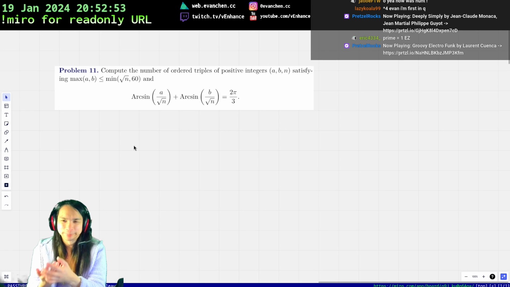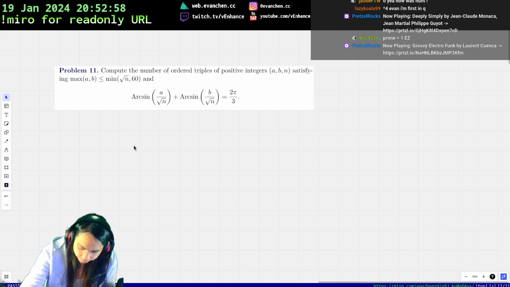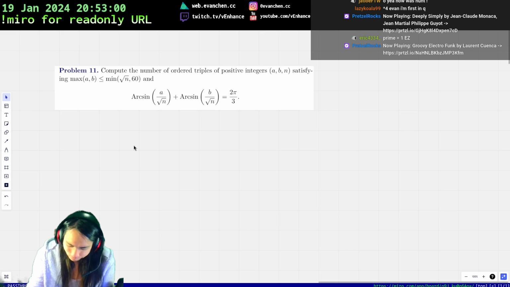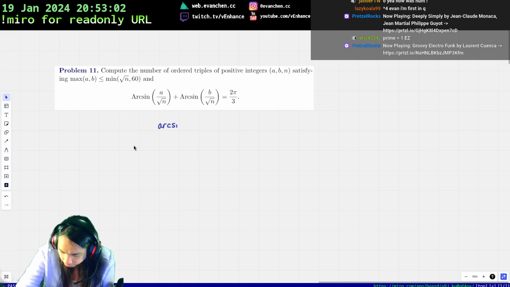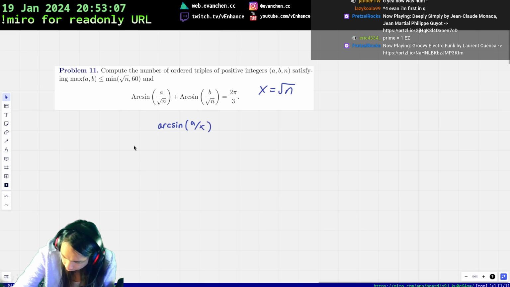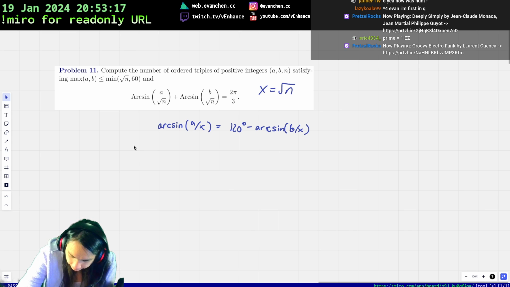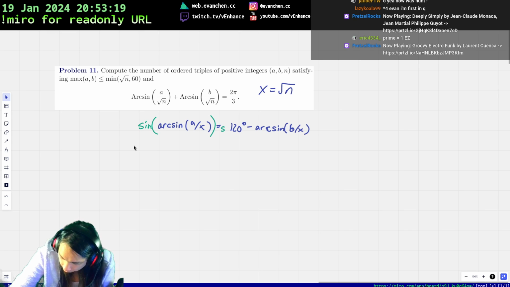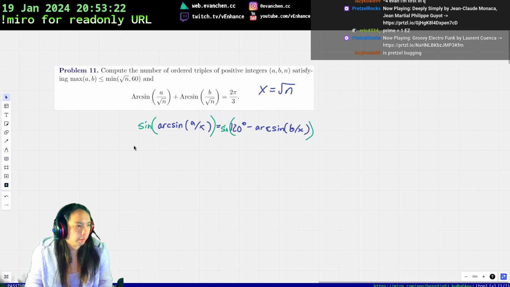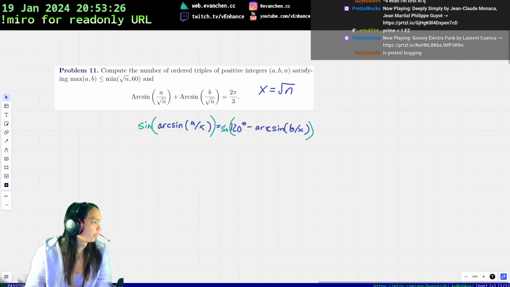Because I think the thing about this is, if you want to brute force the problem, what most people did when they saw this problem is, okay, arcsine, let me just let x equal root n, equals 120 degrees minus arcsine b over x. And then if you take sine of both sides, you'll get some sort of equation. And then you bash your head against it and then stuff happens.